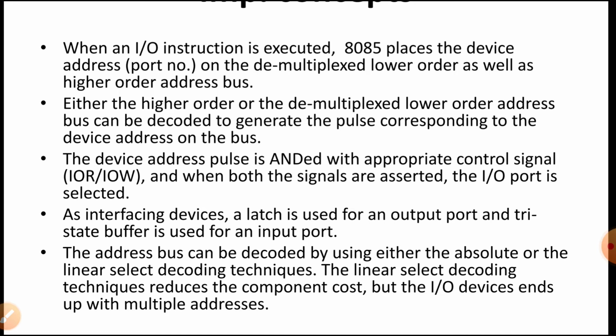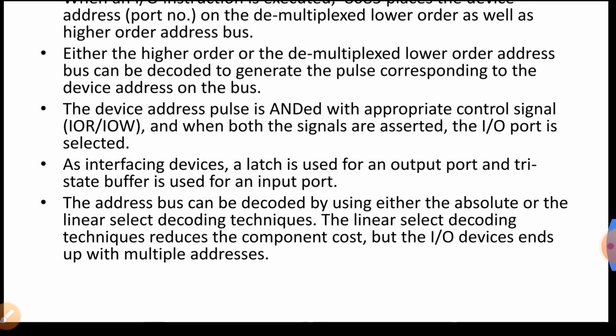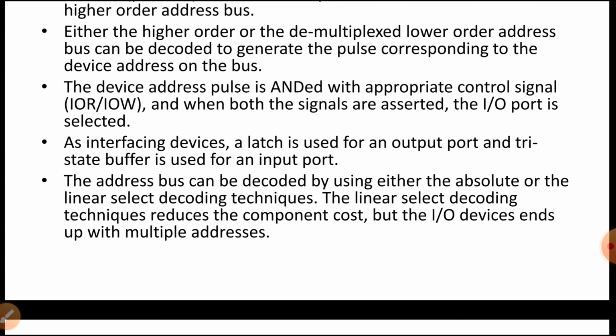The third one is that the device address pulse is ANDed with the appropriate control signal, whether it is a read signal or a write signal, and when both the signals are asserted, then only the input or output port is selected. And the fourth one is that any interfacing device, whether it is a latch or a buffer: a latch is used with the output port and the tri-state buffer is used for the input port.